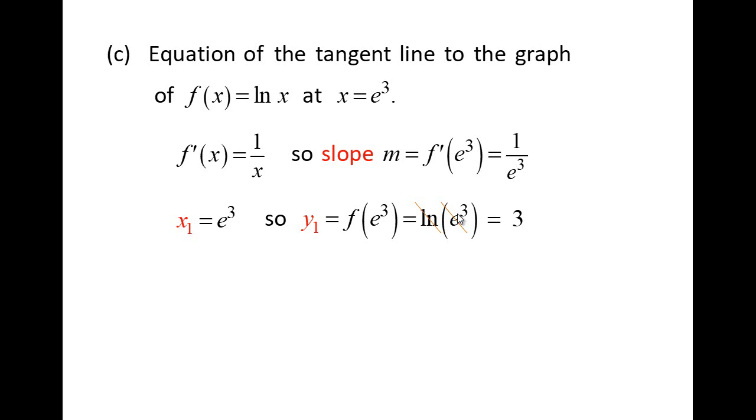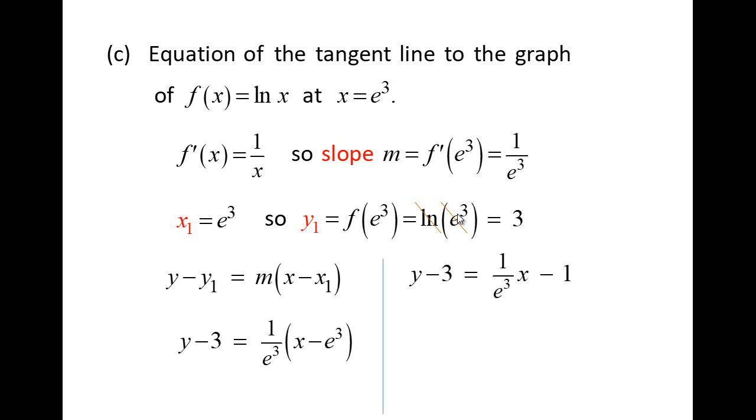Now we have the point and we have the slope. So the equation of the tangent line would be y minus y1 is equal to m times x minus x1. So we just plug those in. So y minus 3 would be 1 over e to the 3 times x minus e to the 3. And then if we simplify this, we get y minus 3 is 1 over e to the 3 x minus 1. And finally, we get y is 1 over e to the 3 times x plus 2. So that's the equation of the tangent line to the graph of the log function at the point where x is e to the 3.